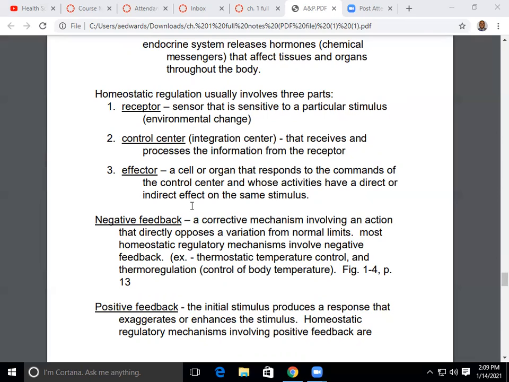Then the effector gets commands from the control center. The control center is processing and making a decision on what we're going to do. Then it sends information to the effector to do something, and it will have a direct or an indirect effect on the stimulus.